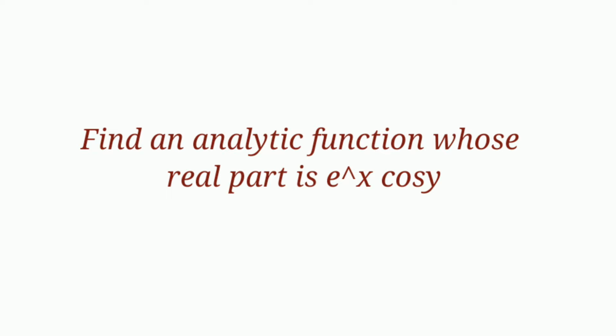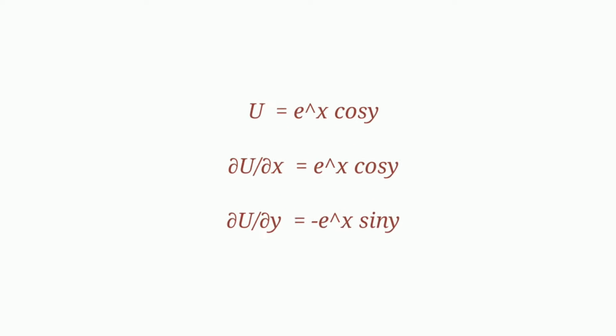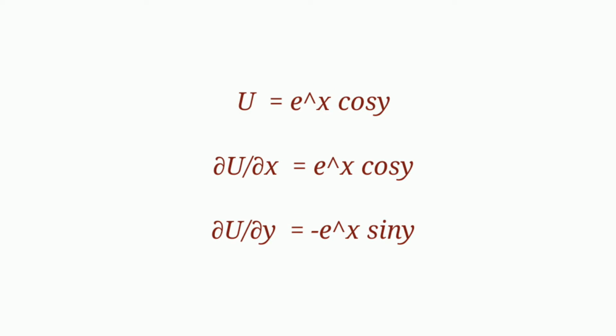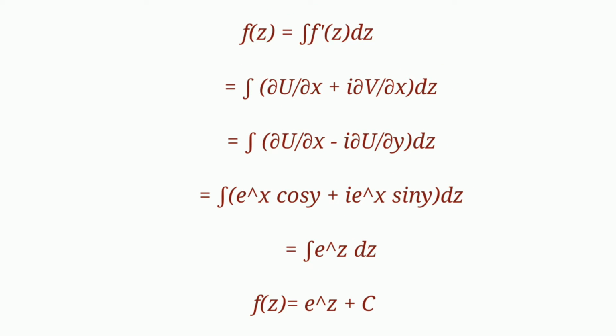Here u is given. So you have to find its partial derivatives with respect to x and y. We have f of z equal to integral f dash z dz. We know f dash z is dou u by dou x plus i dou v by dou x.